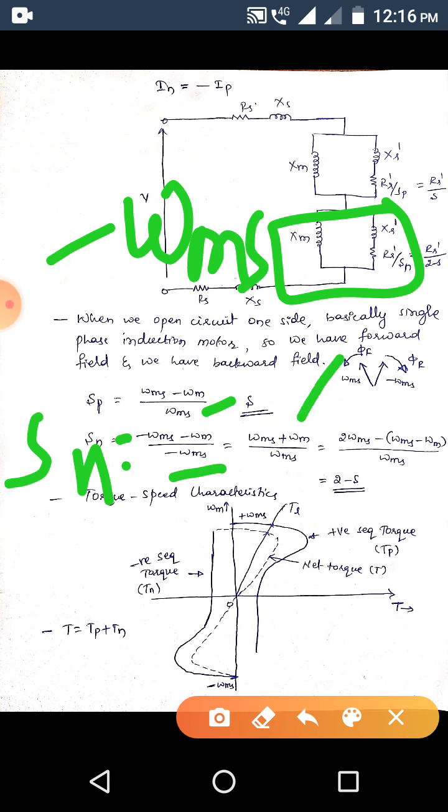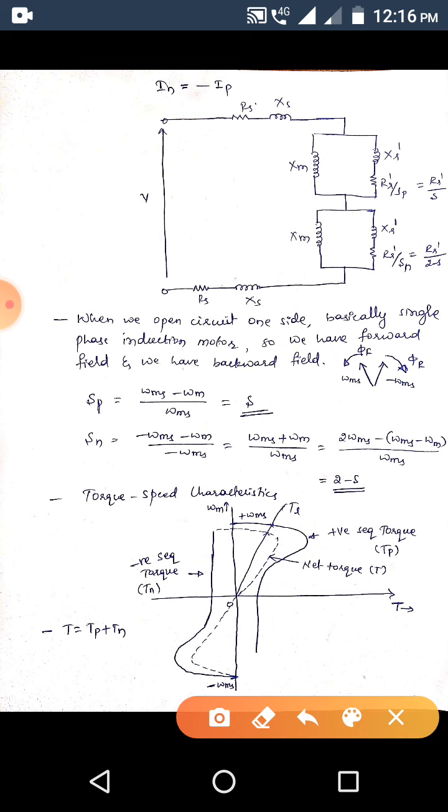So again, if you simplify this, you will get 2 ωms minus ωm, divided by ωms. So if you simplify this, you will get 2 minus s here. This 2 minus s is the slip of the negative sequence component. So let us substitute the slip, both the positive slip and the negative slip, in the rotor resistance, that is Rr prime.